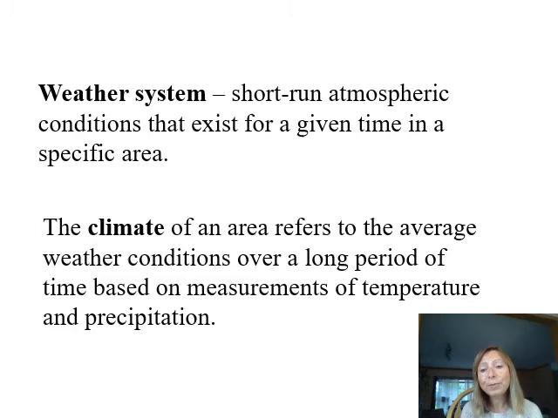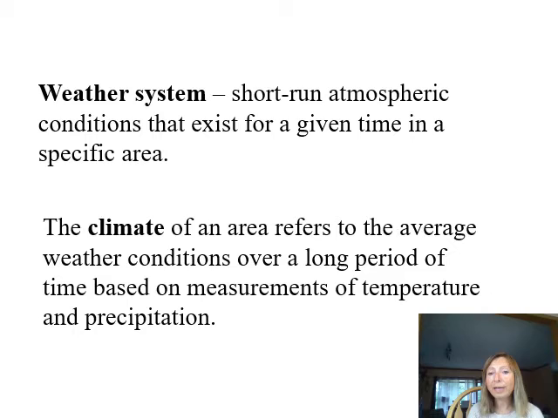So the uneven distribution of the temperature on the surface of our planet in the atmosphere leads then also to the uneven distribution of pressure. You know that the warm air is moving up and the cold air is sinking, and so that creates a variety of different convection cells and various processes in the lower part of the atmosphere, leading to formation of various weather systems. Weather systems are short-run atmospheric conditions that exist for a given time in a specific area.